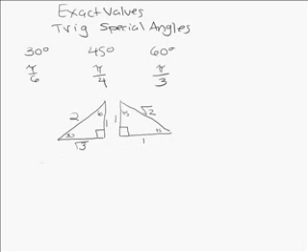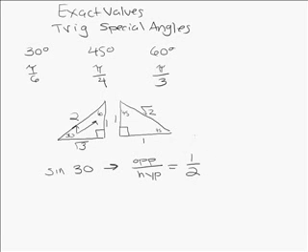Say we wanted the sine of 30. We know that sine is opposite over hypotenuse. So now we can simply look at 30, look at the opposite, look at the hypotenuse, and we know that it's 1/2.